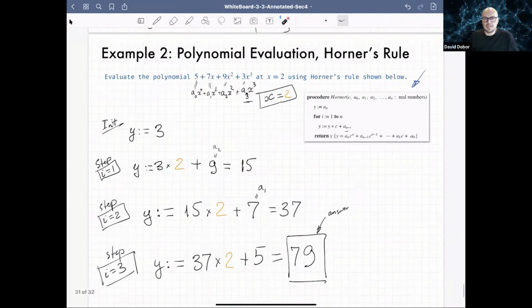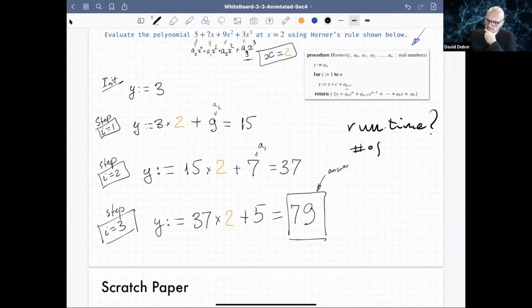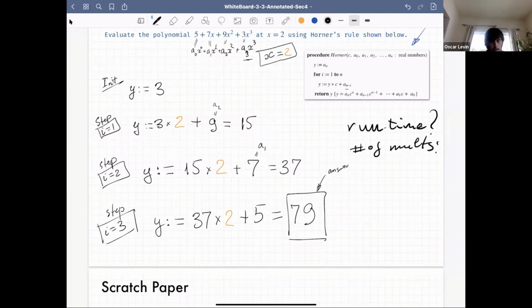What's the runtime of this, just to make sure? What's the runtime? Okay, this is E, believe it or not. Okay, so what's the runtime? How many multiplications? Number of mults? N, right? I'm doing just one multiplication inside.